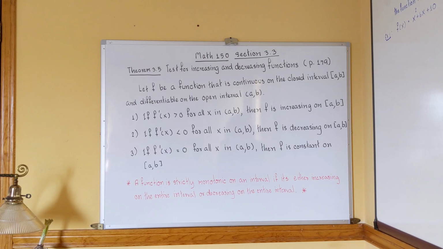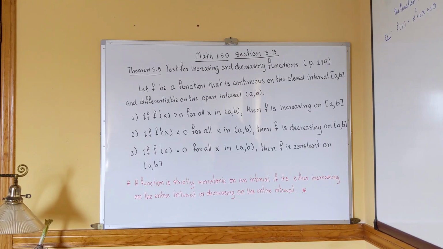The function is constant. Think about slope. If the slope is positive, then you have an increasing function. If the slope is less than 0, then you have a decreasing function. And if the slope is equal to 0, then you have a horizontal line, a constant one. A function is strictly monotonic if it increases all the way or decreases all the way.